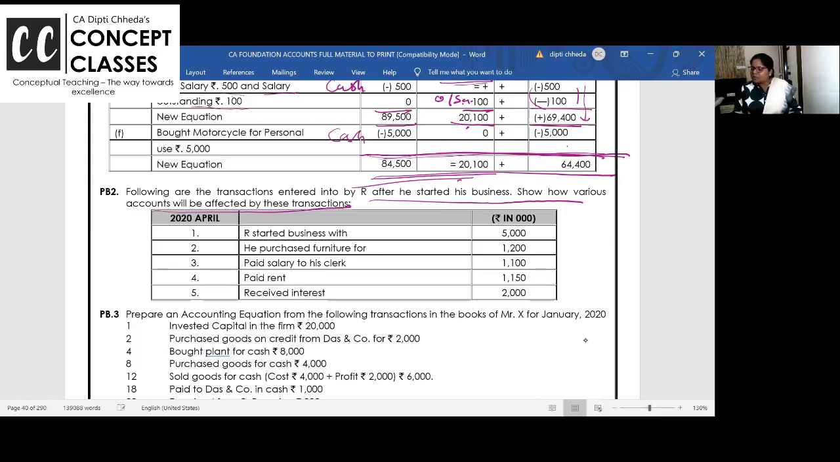R started the business with 5,000. So which account is involved? Capital account. And 5,000 rupees he will put it in bank. He purchased furniture. Which accounts are involved? Furniture and bank. Paid salary. Salary and bank. Paid rent. Rent and bank. Received interest. So which accounts are involved? What is the nature of the account? And then apply increase decrease rule.